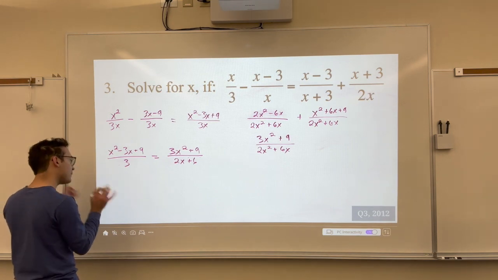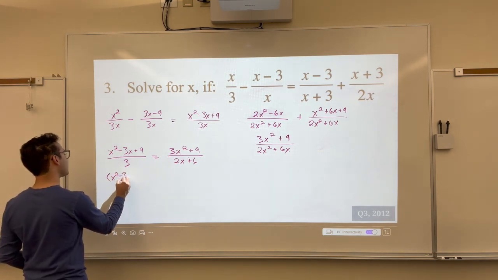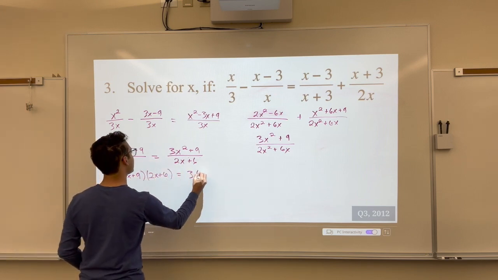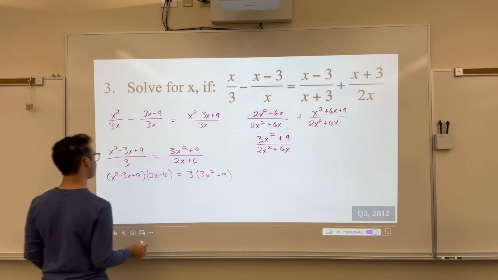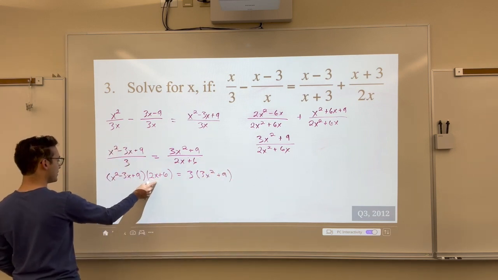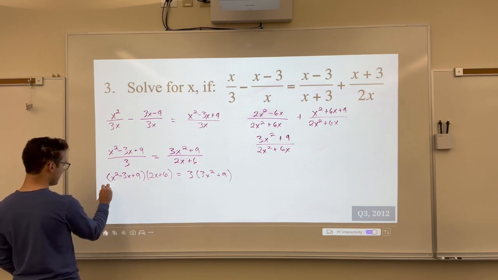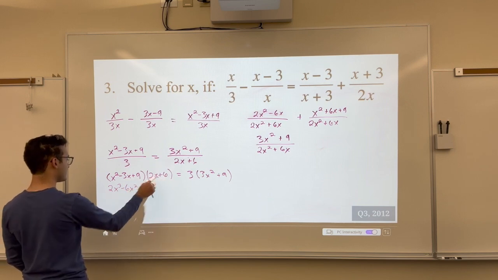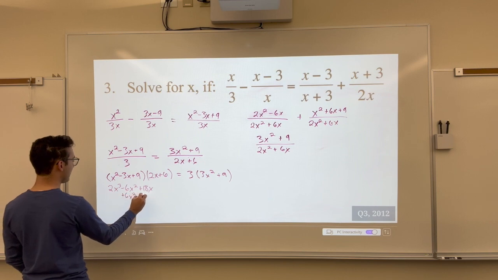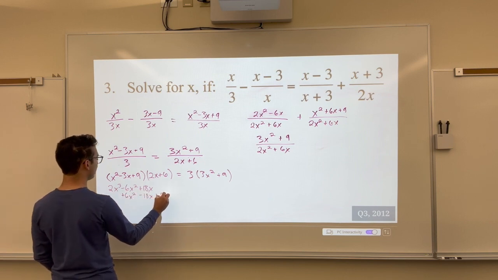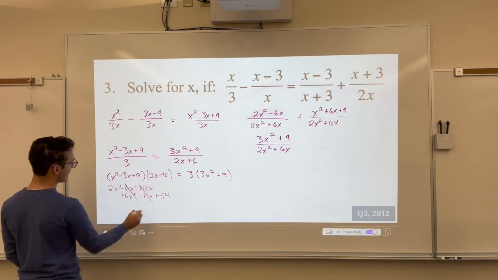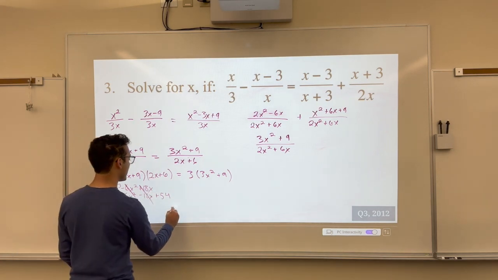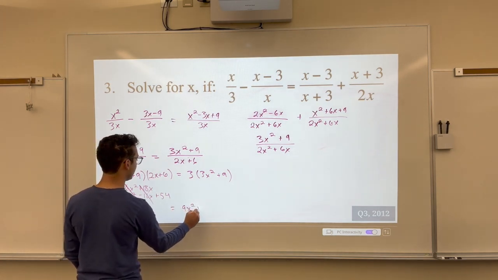So now let's cross-multiply. We get that x squared minus 3x plus 9 times 2x plus 6 is equal to 3 times 3x squared plus 9. Go ahead and distribute this out. Let's start with the 2x and distribute that out to all of these. So it ends up being 2x cubed minus 6x squared plus 18x, and then do the 6. So plus 6x squared minus 18x plus 54. Conveniently, these cancel out, leaving us with 2x cubed plus 54. And that equals, on this side, when we distribute, it's 9x squared plus 27.